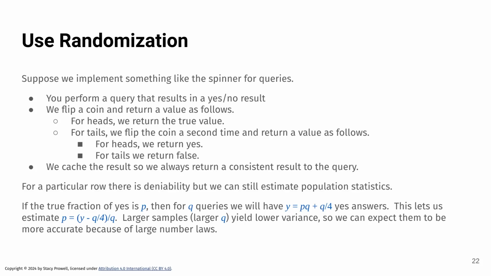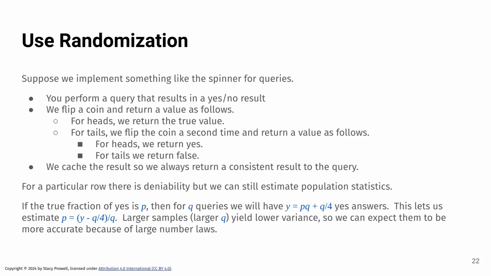The system flips a coin. If it's heads, it returns the truth. Okay, that happens about half the time. If it's tails, it flips a second coin, and if it's heads, it always says yes. And if it's tails, it always says no. So now I don't know, right? I mean, maybe I get a yes, and I'm like, well, I guess, but I'm not sure.